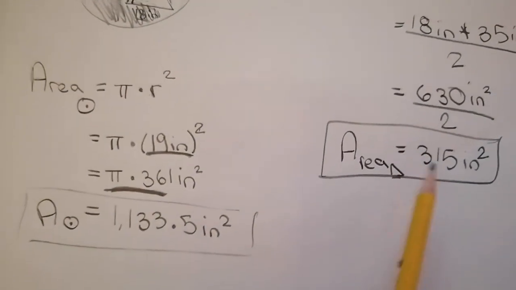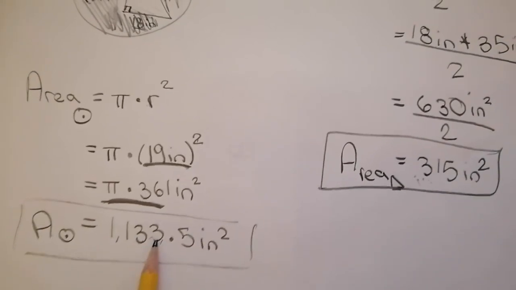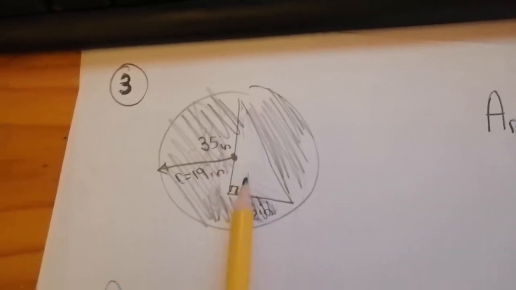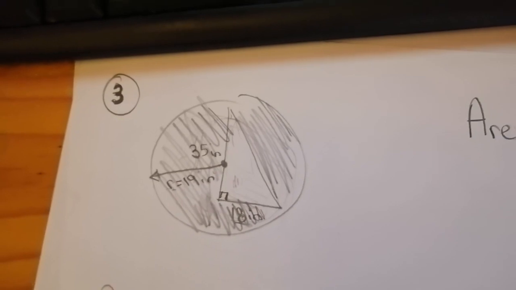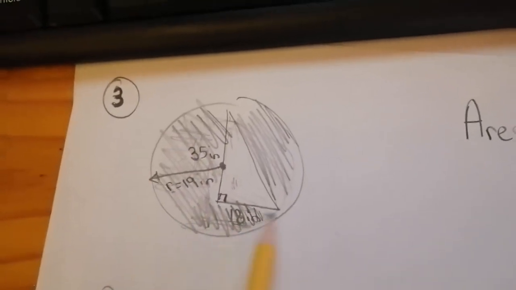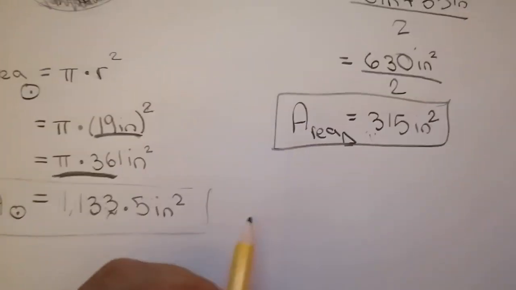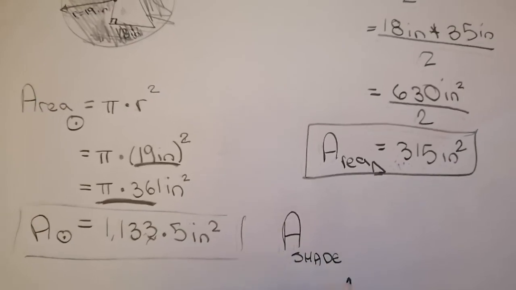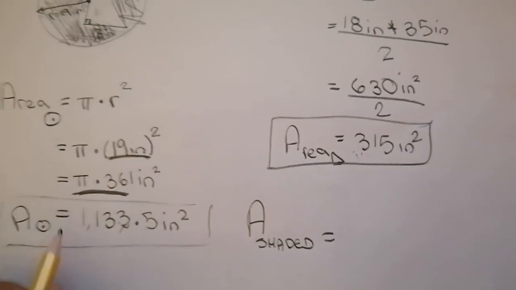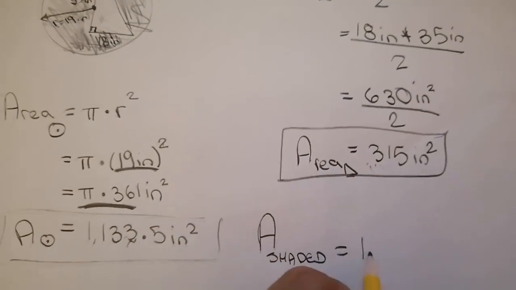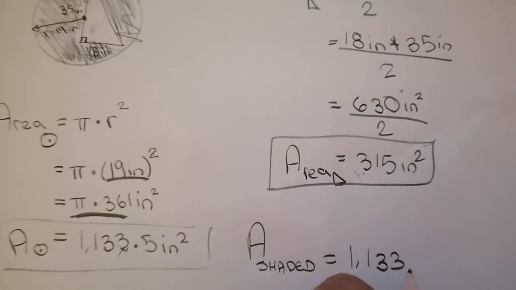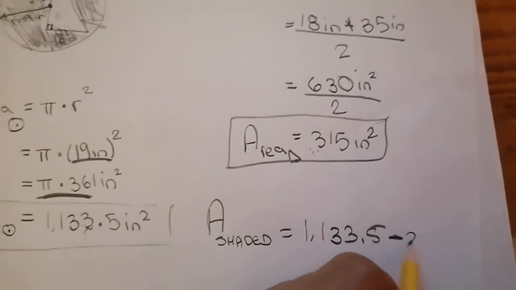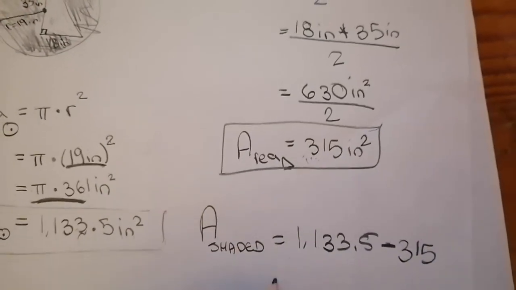So you need to subtract this area from this area, because it shows us right there. The area of the triangle is being taken away from the area of the circle. That way we're only left with the shaded region. So right here, we need to subtract the area. So we're going to find the area of the shaded region, which is equal to the area of the circle, 1,133.5, minus the area of the triangle that we're going to take away, 315.